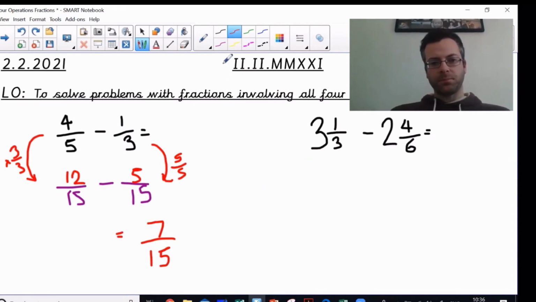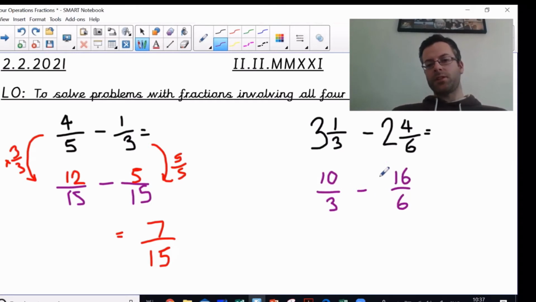Right, this one. Firstly, I've got mixed numbers, so I need to convert them to improper fractions. So how many thirds are in 3 wholes? Well, it's 9 plus that one. So I've got 10 thirds. And I'm taking away, how many sixths are in those 2 wholes? Well, it's 12 plus those 4, so that's 16/6.